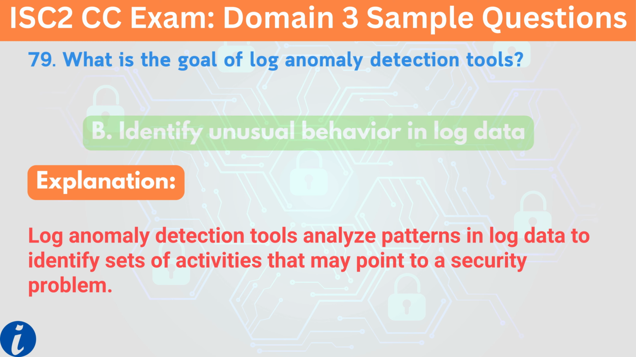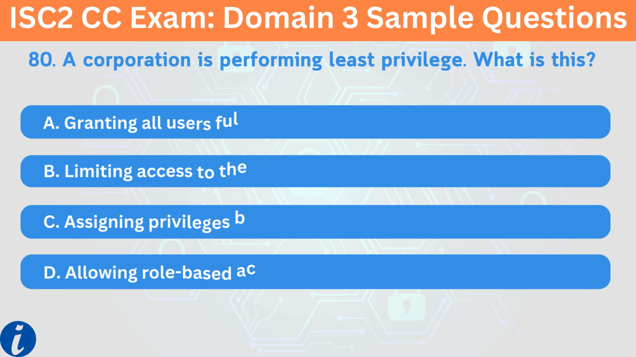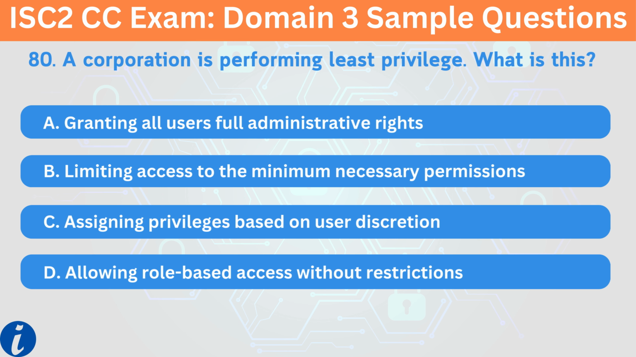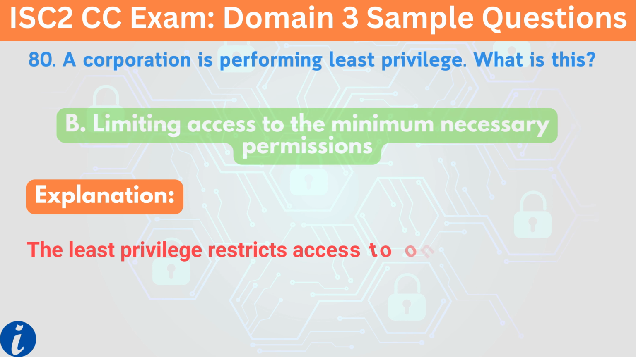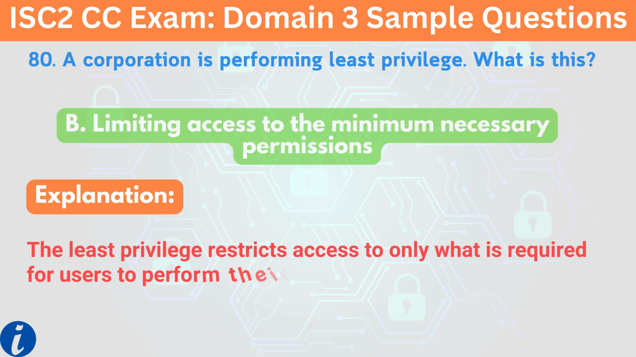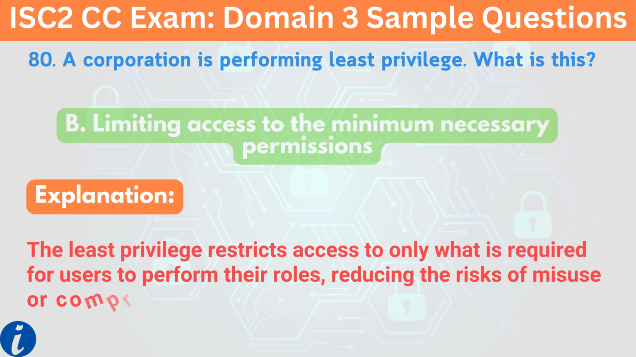security problem. 80. A corporation is performing least privilege. What is this? A. Granting all users full administrative rights. B. Limiting access to the minimum necessary permissions. C. Assigning privileges based on user discretion. D. Allowing role-based access without restrictions. The correct answer is B. Limiting access to the minimum necessary permissions. Explanation. The least privilege restricts access to only what is required for users to perform their roles, reducing the risks of misuse or compromise. 81.